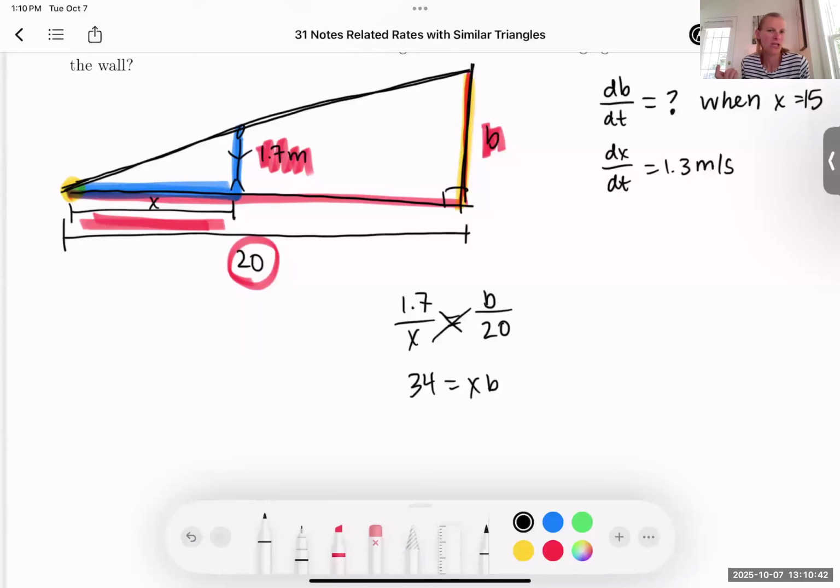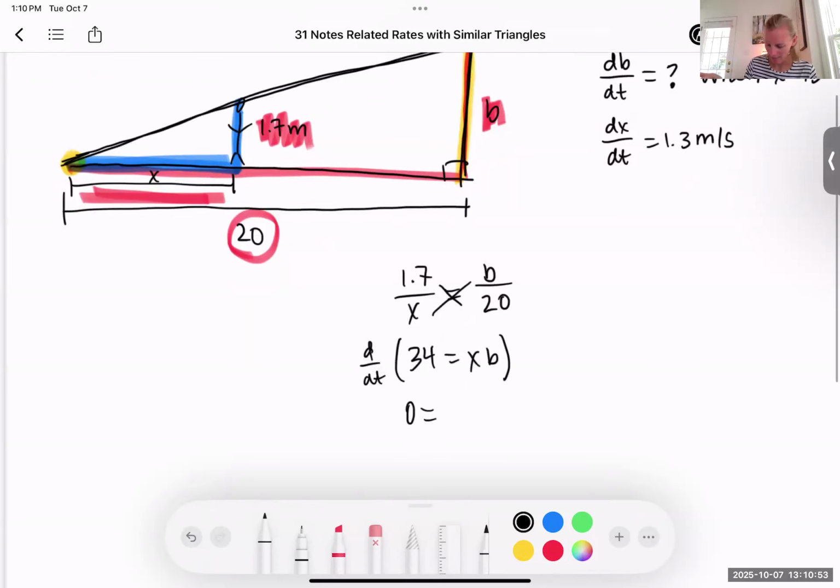Okay, now we can differentiate this equation because we're trying to figure out how this changes. We're going to take a derivative with respect to time. The derivative of 34 is just 0. And then when I differentiate X times B, I'm going to end up with dx/dt times B. I'm doing the product rule here. Plus X stays the same now, and I take the derivative of B, which is dB/dt.